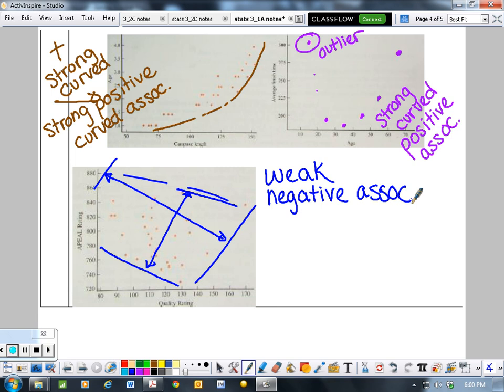And I'm not seeing a lot of curves, so it's linear. And I've got this weird point out here that is a possible outlier. And he's not really an outlier because he's not really high or low compared to the others, but he is pretty far off to the side. So he's probably more of an influential point.